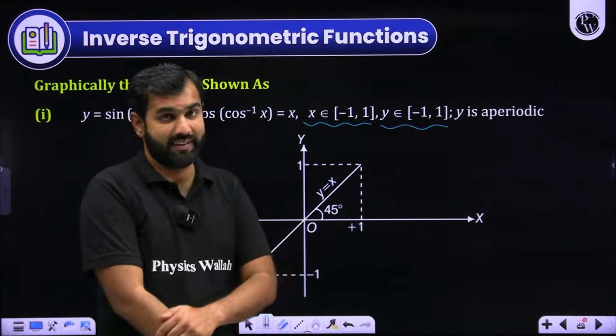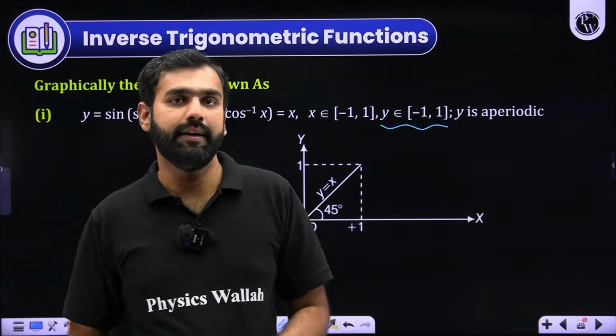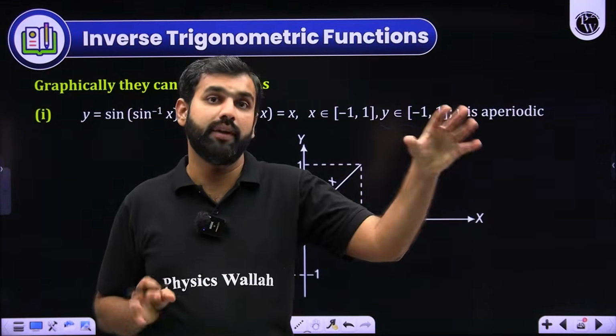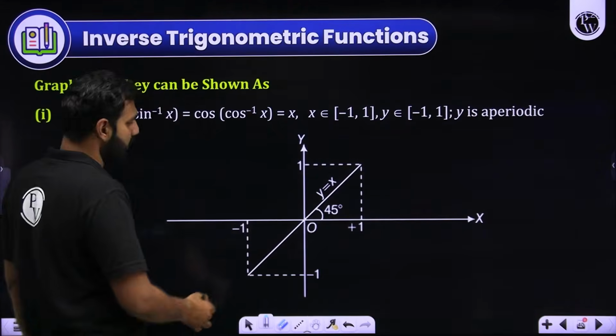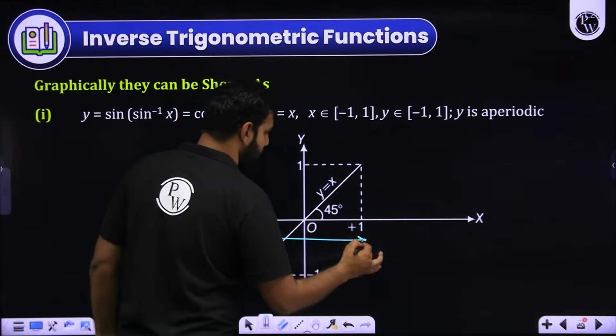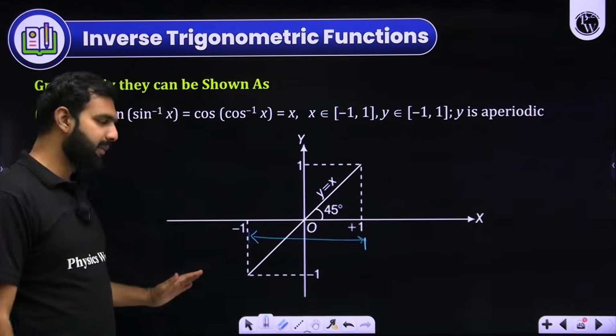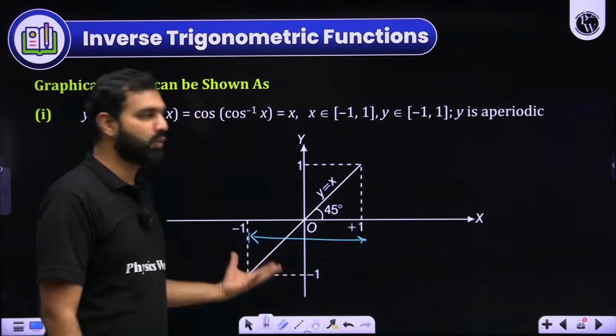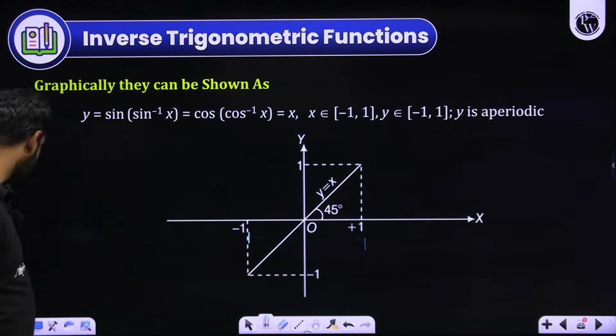So will I not say that, yes, here it is clearly a straight line y equals x, but the domain and range is from -1 to 1 only. Do you get that part? So the graph will be a straight line y equals x, but from -1 to 1. That is something which should be very easily understood by you all.